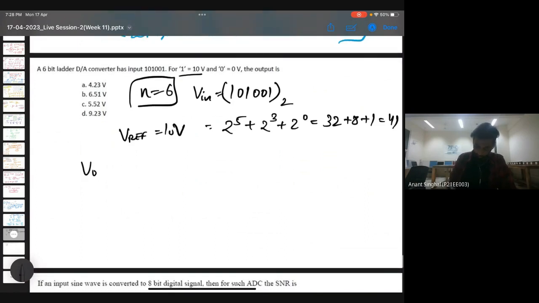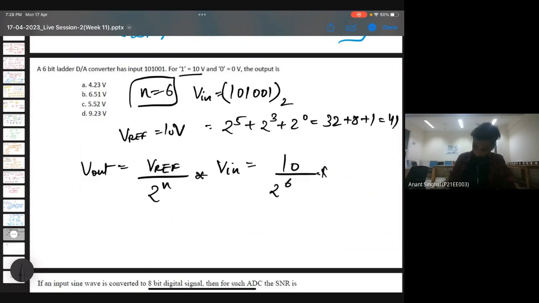So the output is nothing but, for an R2R ladder network, it is this. So we'll just apply the values. It is 2 and it is 6 and then this is 41. So let's calculate the same. This is 410 divided by 64. It will be 6.40 something. Sorry.